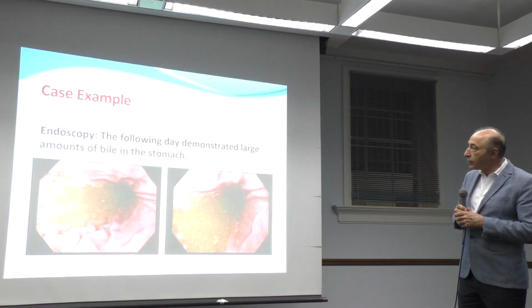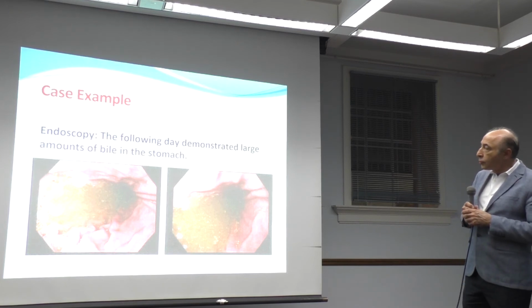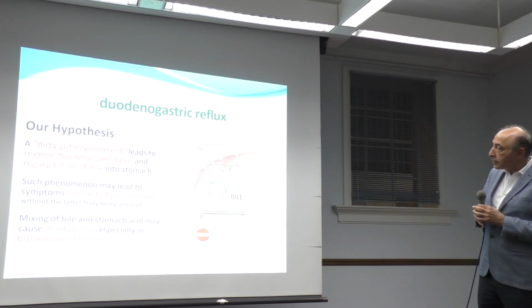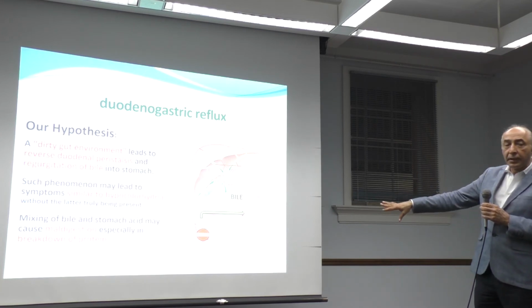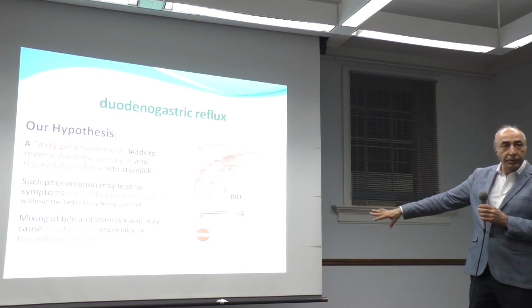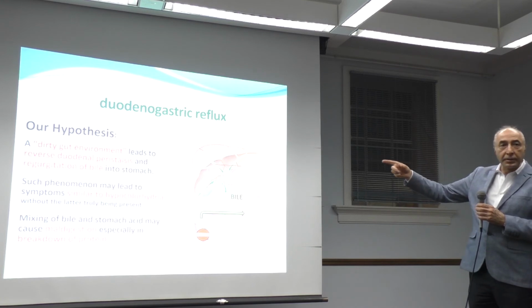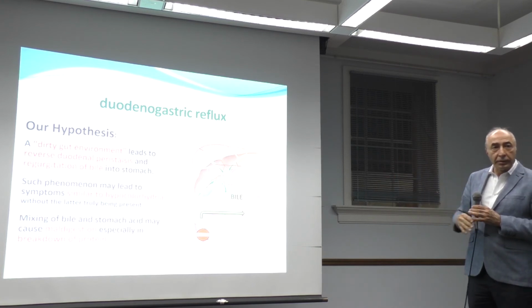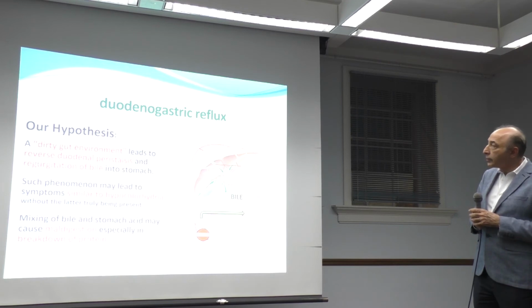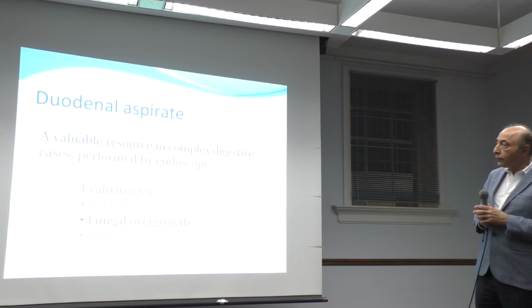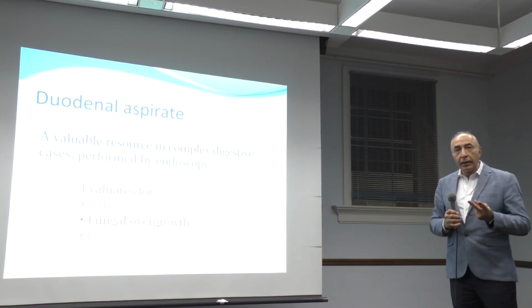And this is another example of a patient with bile in the stomach. To me, this appearance is not normal, and we hypothesize that this phenomenon happens because of the proximal gut not being clean. You'll notice in that particular case, there was a high level of methane on the SIBO test. Go to the next one, please. And this is what we usually check for: parasites, fungal growth, and C4.